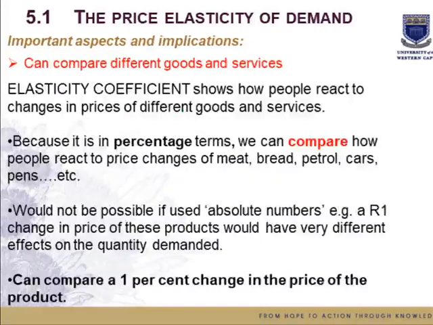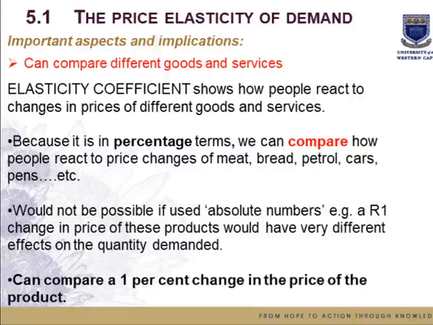Secondly, the price elasticity of demand coefficient outlines how people react to changes in the price of different goods and services. Since it is in percentage terms, we can simply compare how people react to changes in prices of commodities such as meat, bread, petrol, cars, pens, amongst others, but not if the values were in absolute terms. We would not be able to compare these commodities.